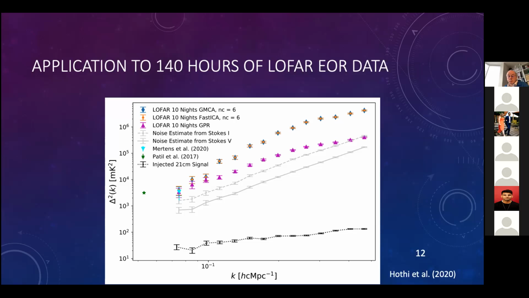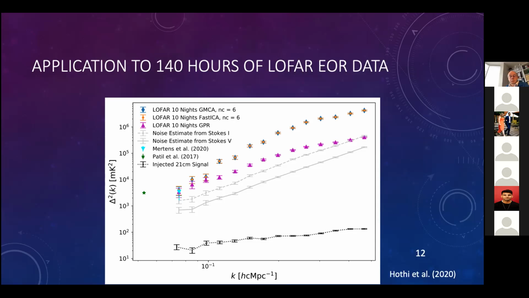And we can see that all 3 techniques recover the most recent LOFAR upper limit by Mertens et al. 2020. And for the lower k values of our power spectrum, we see all 3 techniques perform pretty similarly. Though GPR does give slightly lower limits, GMCA and FastICA are not too far off. But by a value of k equaling roughly 0.1, we see that FastICA and GMCA begin to significantly diverge from the GPR result. And so now the motive of the paper changes to finding what causes this degradation of performance at these higher k values.